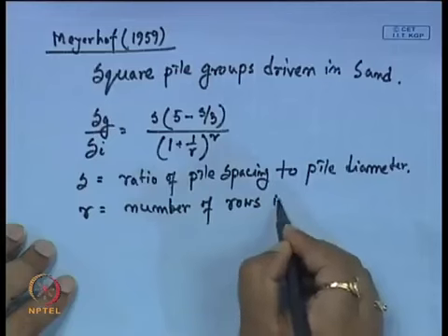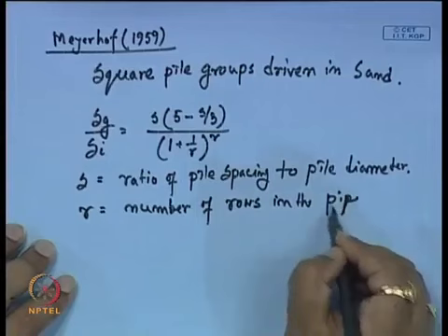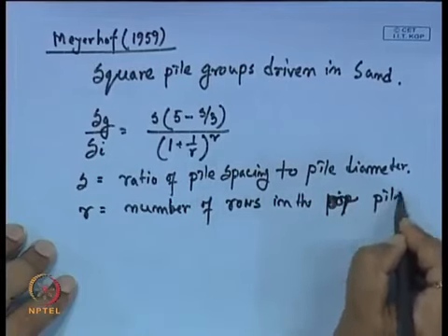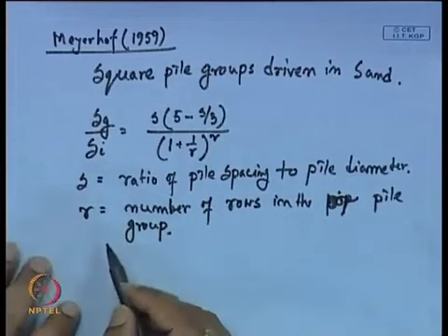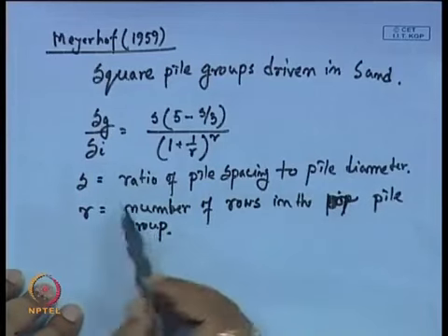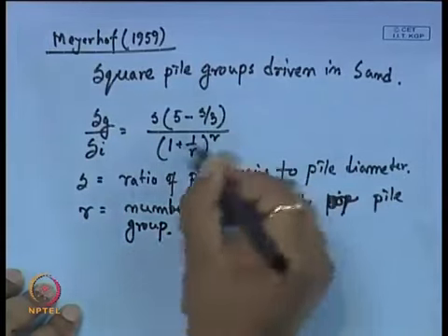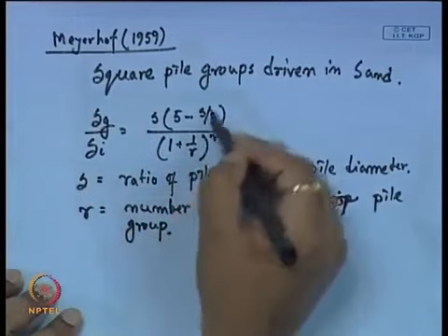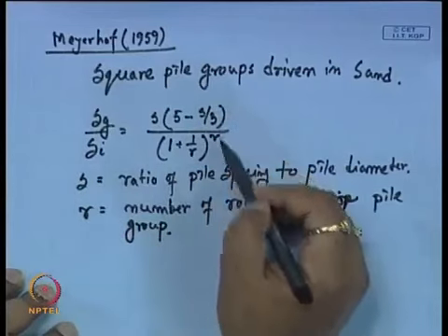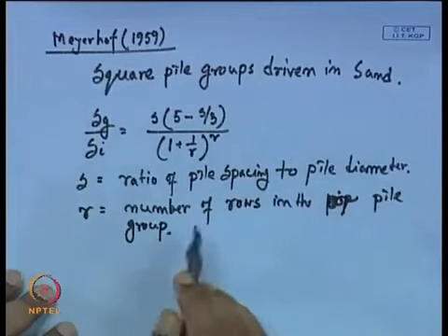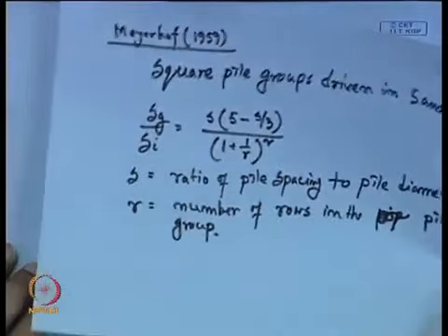So, r is the number of rows in a pile group and s is the ratio of pile spacing to the pile diameter. So, these are the different expressions by which we can determine the settlement of the pile group in sand.